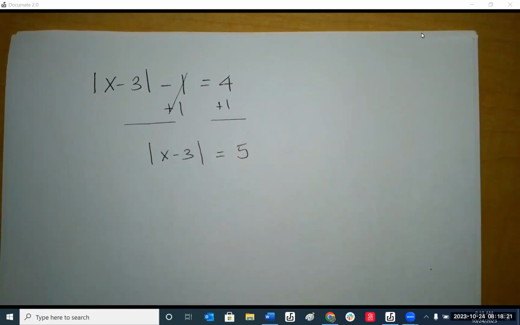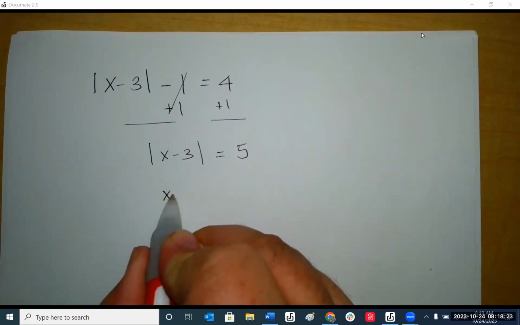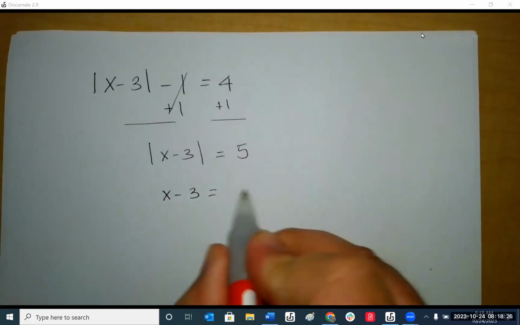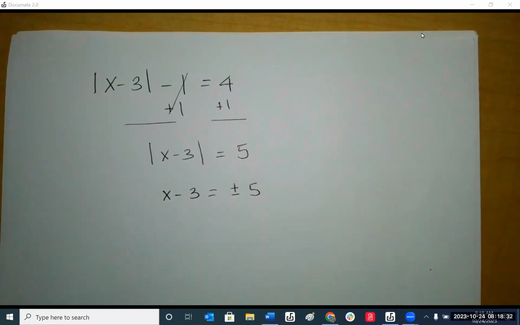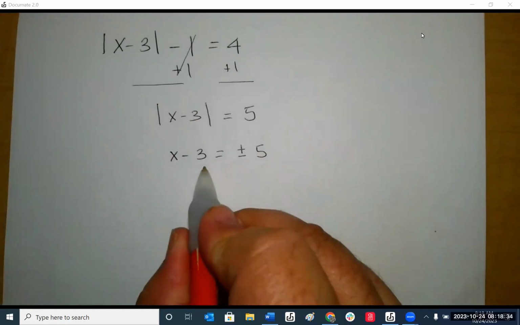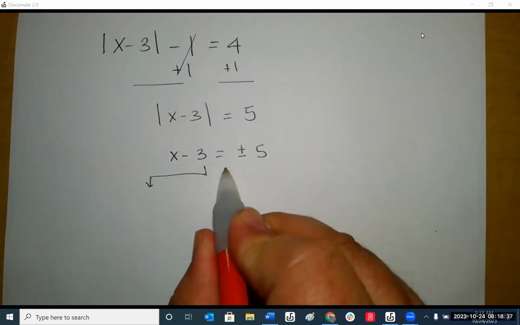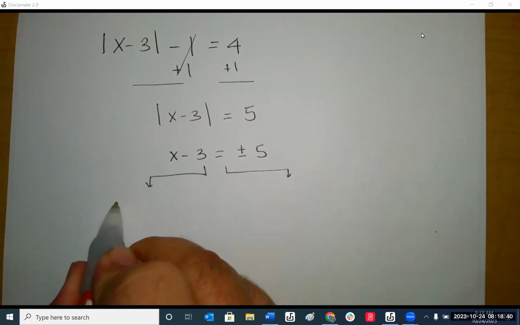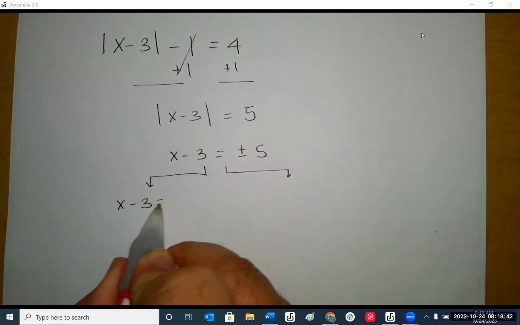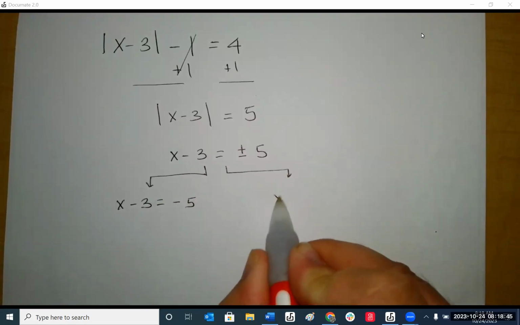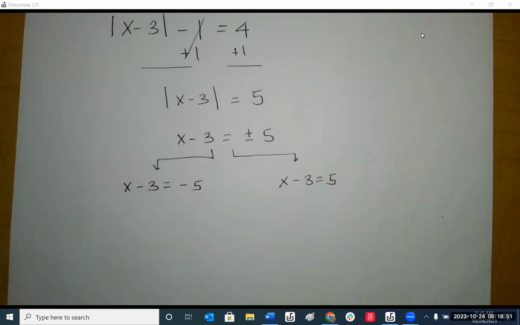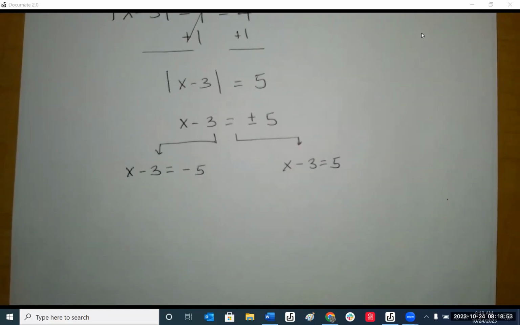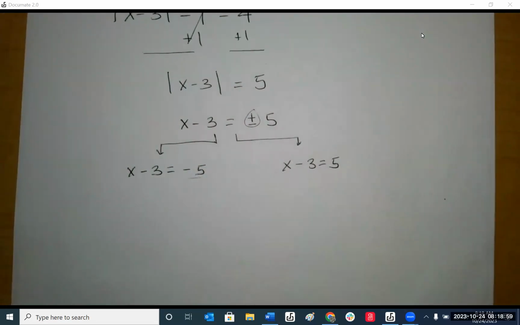All right, it's isolated. So when I drop the absolute value sign, I put a plus or minus in front of the answer. So now this means I have two equations: x minus 3 equals negative 5, and x minus 3 equals positive 5. I solve both of those separately. That's what this thing means. One answer is going to be negative 5, one answer is going to be positive 5.